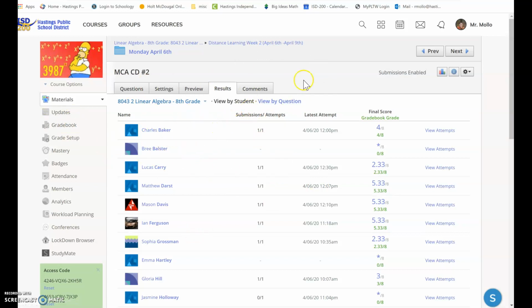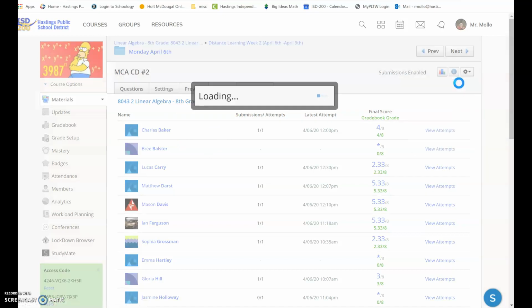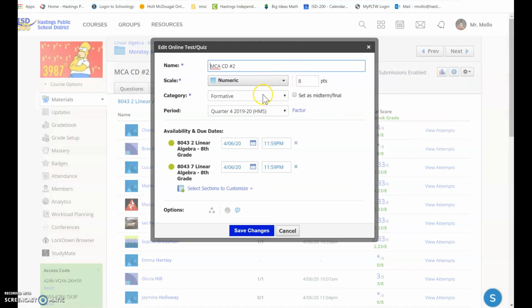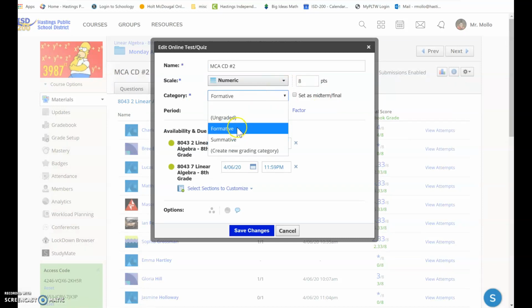I had another question about when things are for attendance, how I'm grading it. You can set the points and whether it's formative or summative right here, but also don't hit ungraded because that doesn't go to your gradebook. So that's something I would avoid.